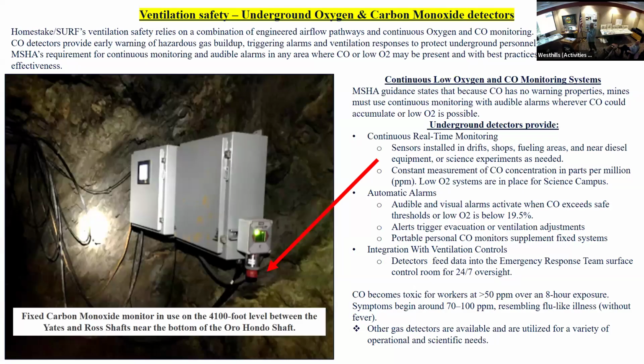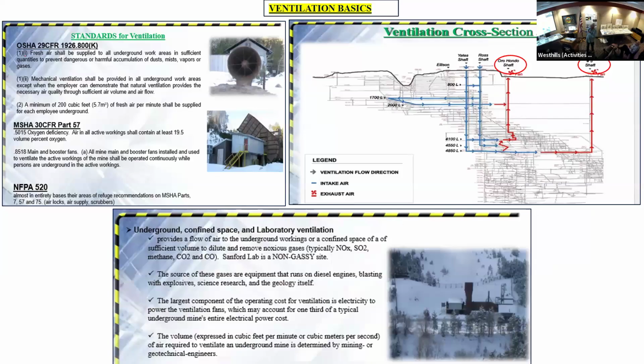One of the things that I'm often asked is, what about carbon monoxide? What about the smoke? How do you protect yourself? Well, we have electronic sensors all over the mine that keep track of that 24/7. We have an emergency response team and monitors 24/7 that watch all of that. And that's one of those monitors. This one happens to be on the 4,100 foot level. Again, a little ventilation basics. You can see that map in the upper right shows the 2 intakes, Ross and Yates, and the exhaust, which is the Oro Hondo and 5 shaft.